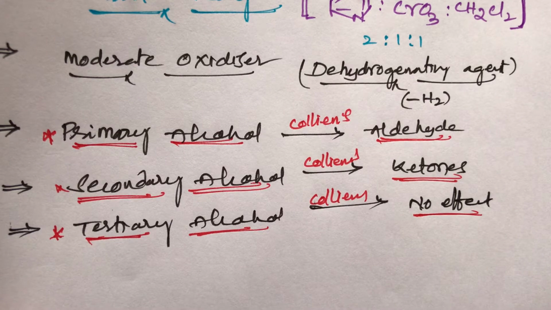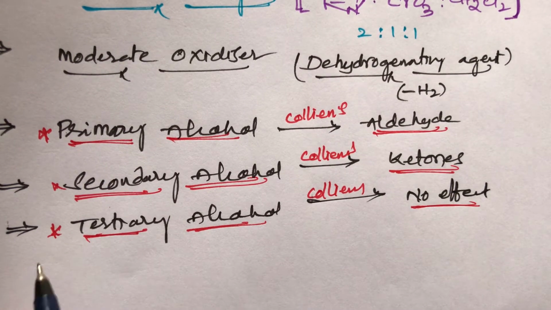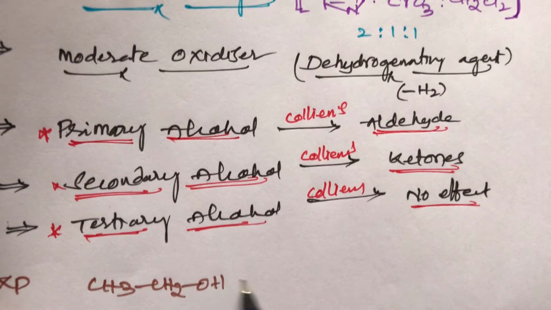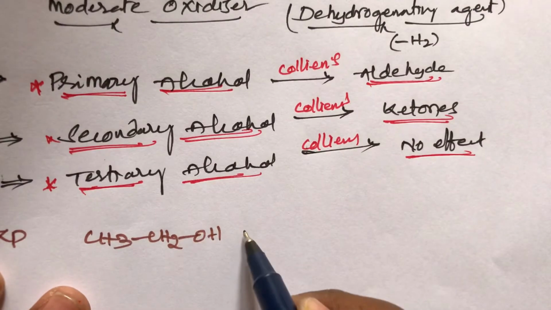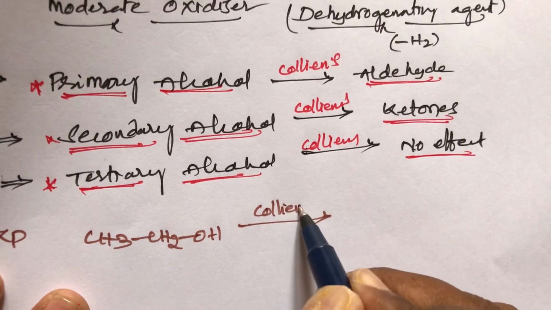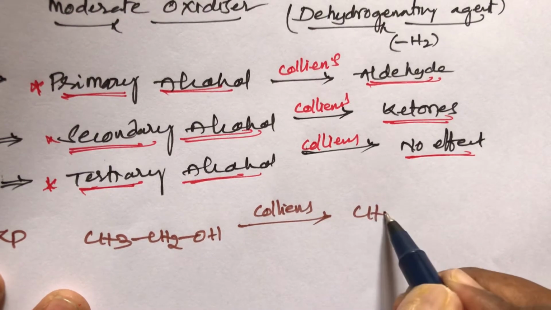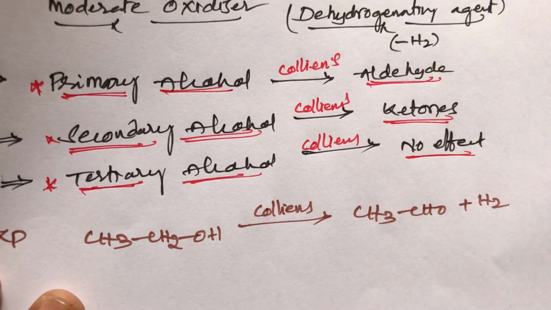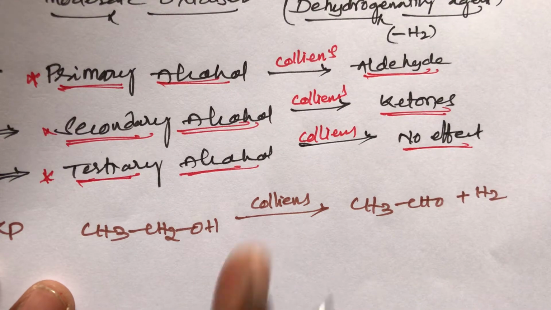Now take the example for primary alcohols, student. A primary alcohol example is CH3CH2OH, that is ethyl alcohol. When ethyl alcohol undergoes oxidation with Collins reagent, acetaldehyde, CH3CHO, will be formed plus hydrogen elimination. In this reaction hydrogen is eliminated, that is why Collins reagent acts as a dehydrogenating agent.